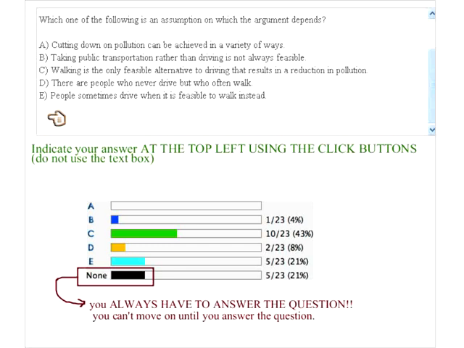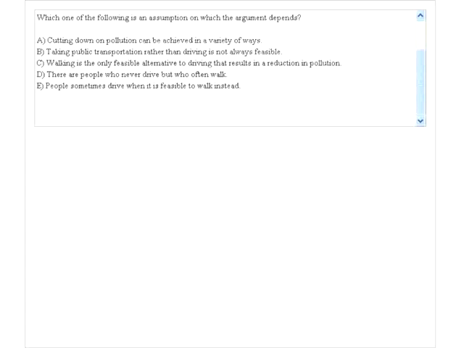Okay. Well, let's take a look at C, mostly C versus E, because those are the two most popular choices. Remember, an assumption is a statement that you absolutely need. Okay, let's take a look at C. C states that walking is the only feasible alternative to driving that results in a reduction in pollution. C says that there is no other way to reduce pollution besides walking.